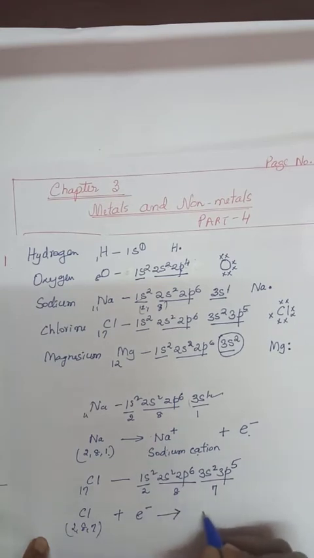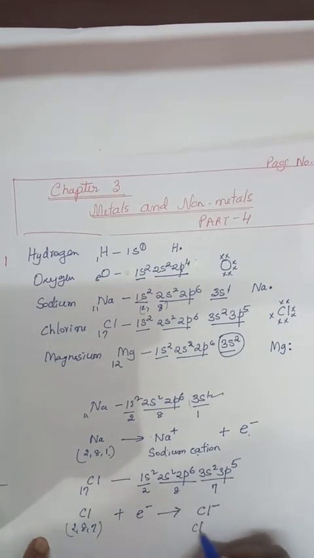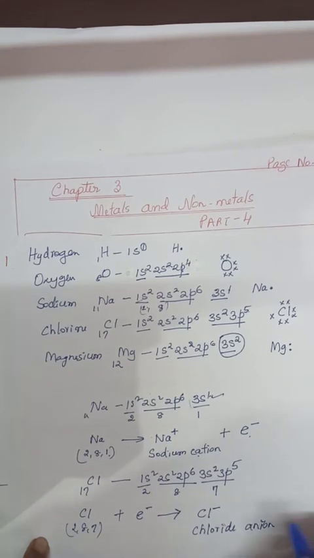So it becomes Cl minus. This is called chloride, chloride anion. It is receiving 1 electron and it is a chloride anion.